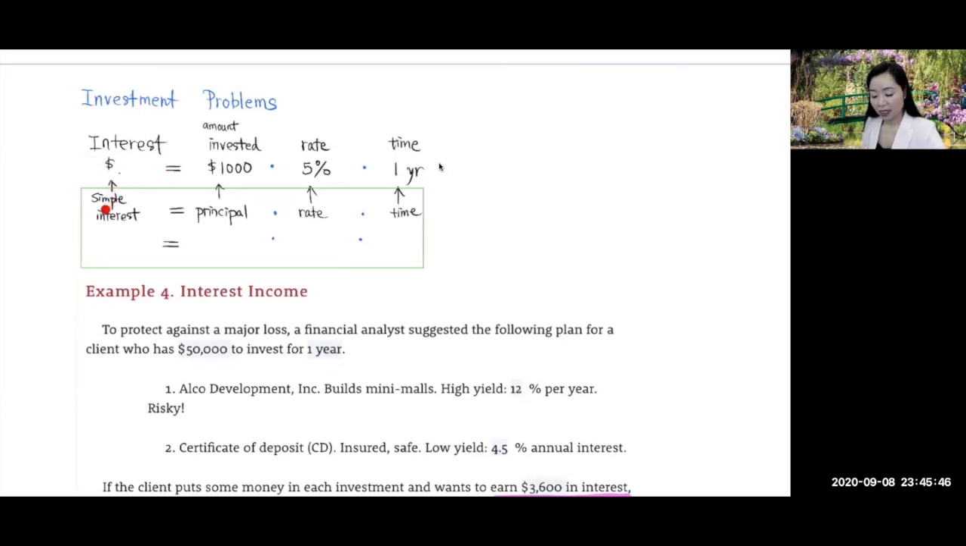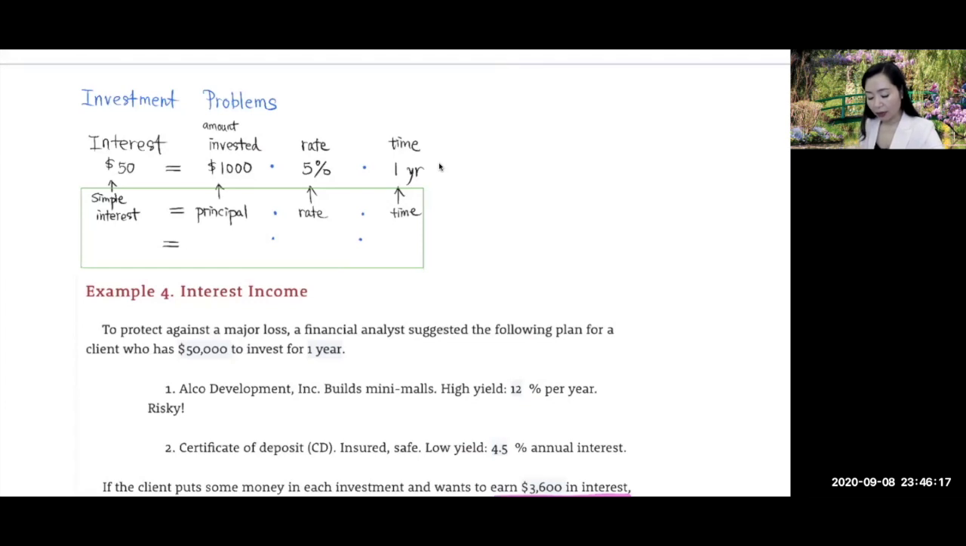Well, it'll be $1,000 times the interest rate 5% times 1 year. So 1,000 times 0.05 will give you $50. So you got $50 as interest at the end of 1 year. Now this is called simple interest, okay?